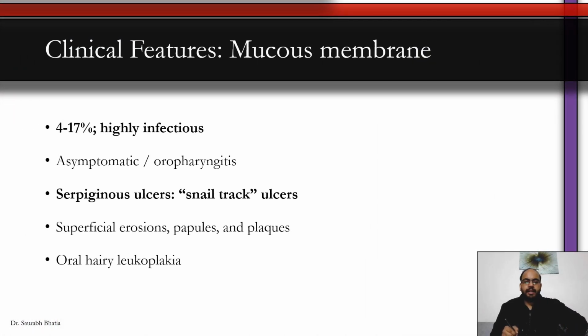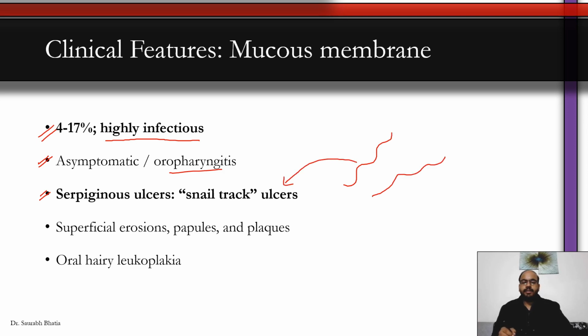The involvement of the mucous membrane is very common, in about 4 to 17%. Mucous membrane lesions are very infectious. So lesions occurring on the mouth, oral mucosa, genital mucosa, these are very infectious. They can present either as an asymptomatic papule or oropharyngitis or involvement of the pharynx. In fact, upper esophageal involvement has been described in literature. They can also present as serpiginous ulcers. That means ulcers which are undulating like this, and these are known as snail track ulcers. Like the tracks when snails move on the ground, the track that they leave is known as snail track ulcers.